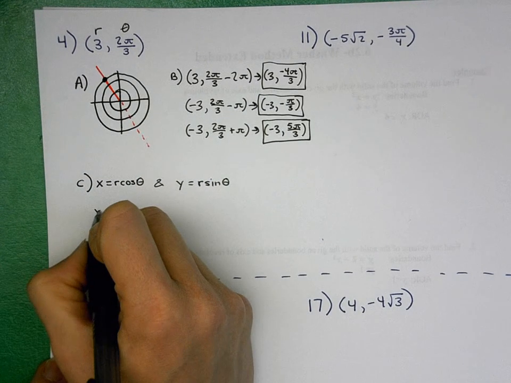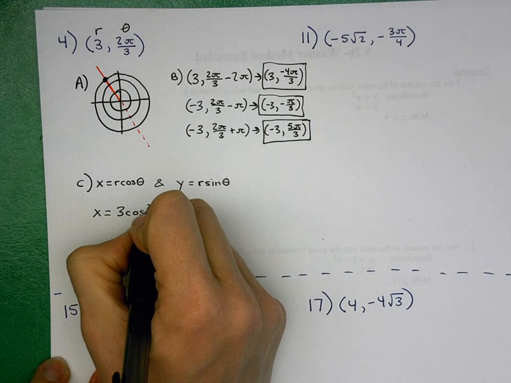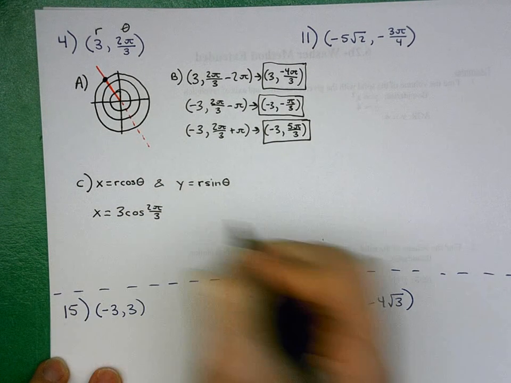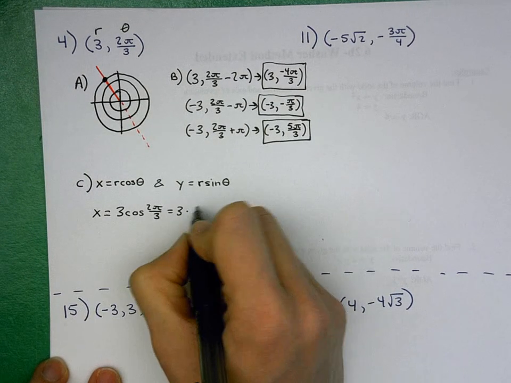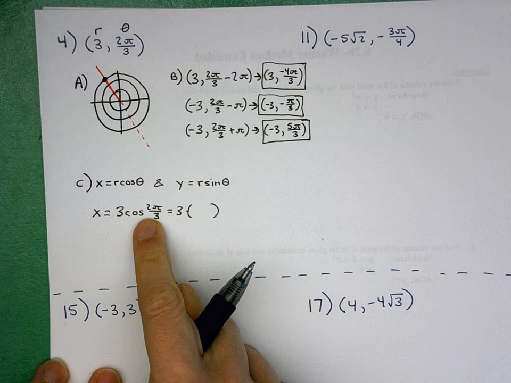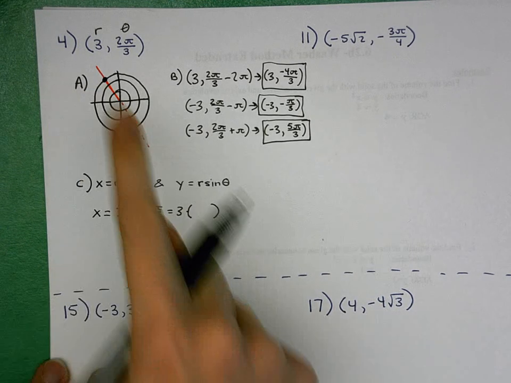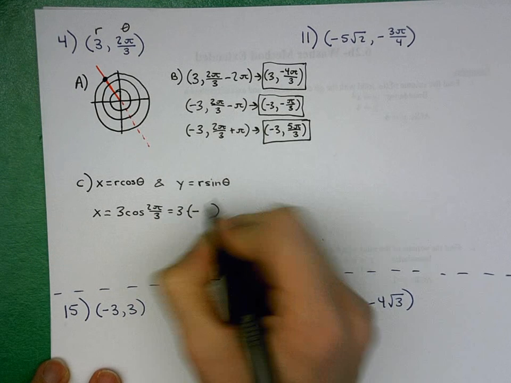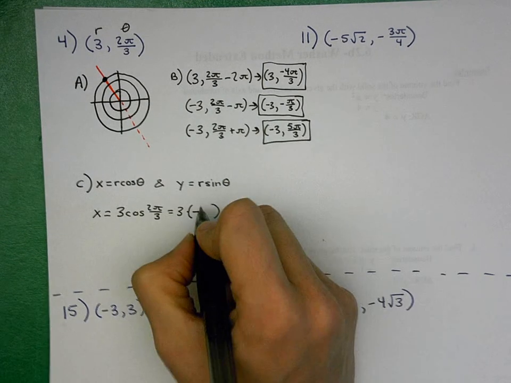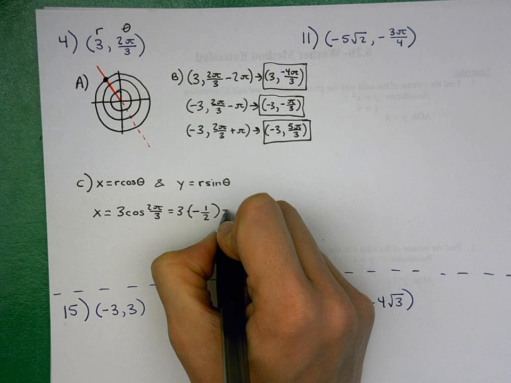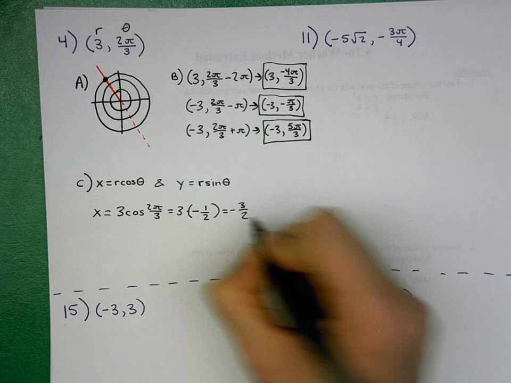Okay, so my x for this particular problem, my r was 3, my theta was 2 pi over 3. Okay, which is 3 times cosine of 2 pi over 3. 2 pi over 3, what quadrant is that in? Remember, that's the second quadrant, so cosine would be negative. And then the cosine of pi over 3 is 1/2. And 3 times negative 1/2 is negative 3/2.